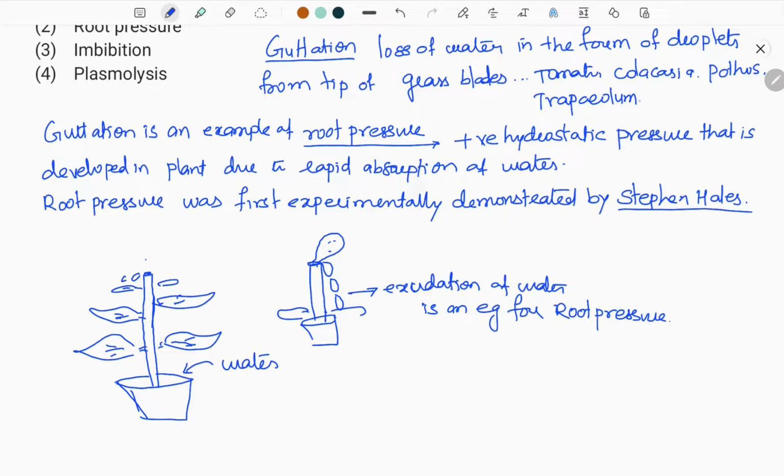Now, is it found naturally? For example, we are cutting the plant here. Can we demonstrate the root pressure in a plant naturally without cutting it? Yes, by guttation we can see that, especially in the warm night and early morning.